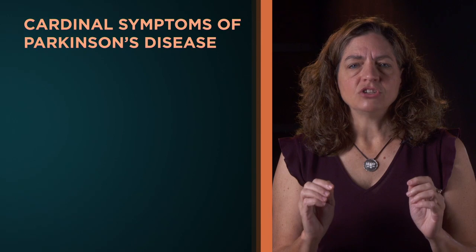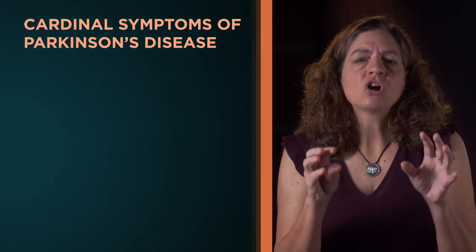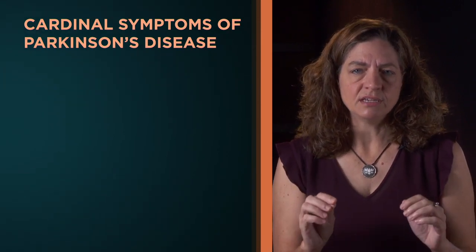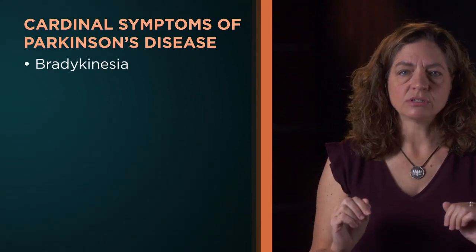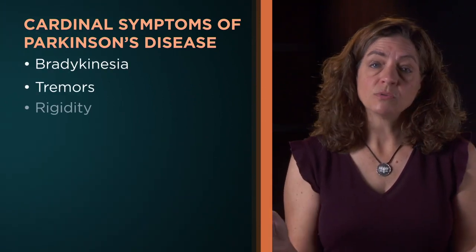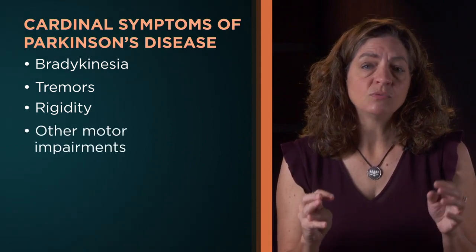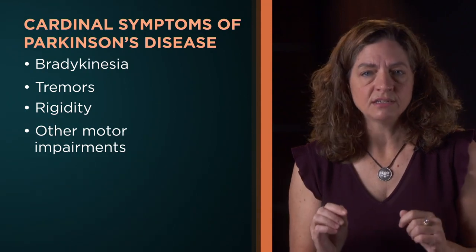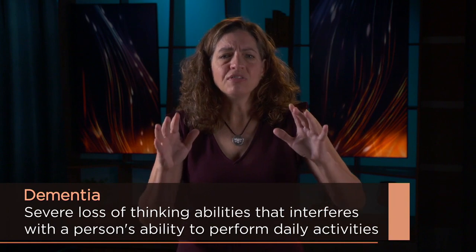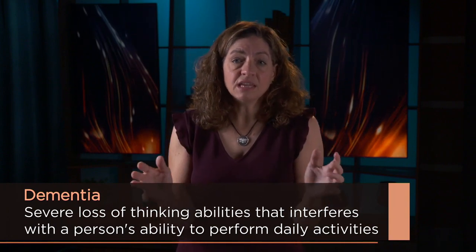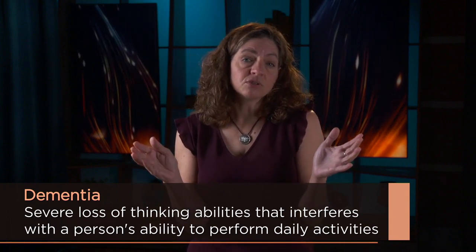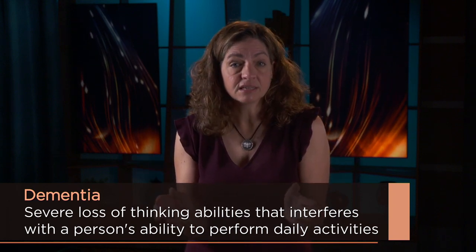A fourth core feature is the appearance of one or more cardinal symptoms of Parkinson's disease. So bradykinesia, or slowness of movement, tremor, or rigidity. Other types of motor impairments commonly associated with Parkinson's disease may be present as well. In addition to these core features, patients with Lewy body disease show evidence of dementia. Recall that dementia is a severe loss of thinking abilities that interferes with a person's ability to perform daily activities.